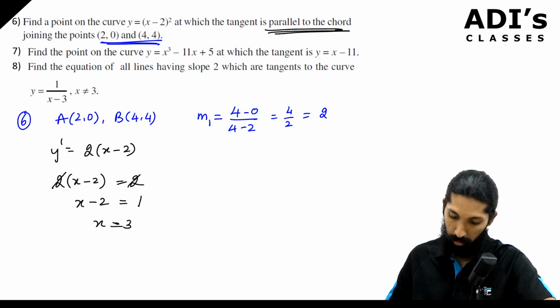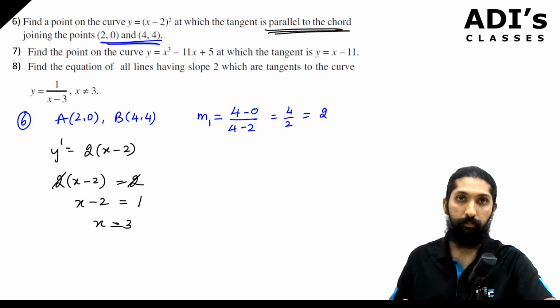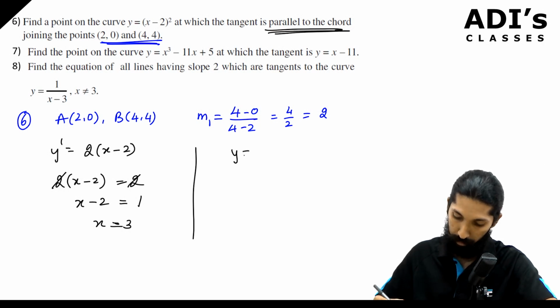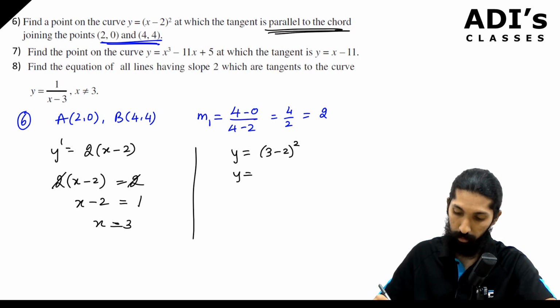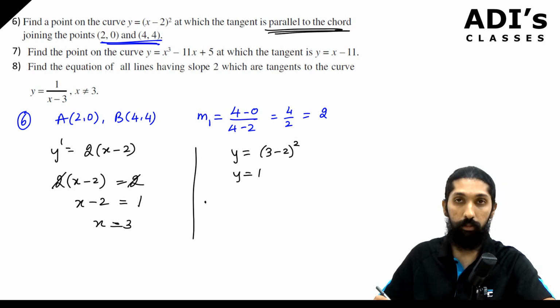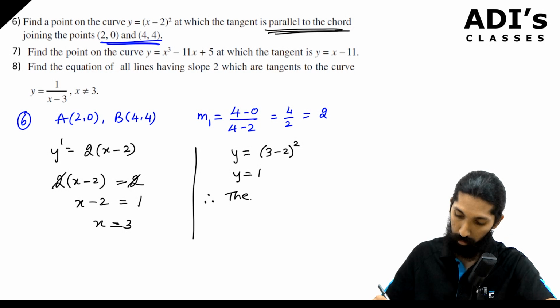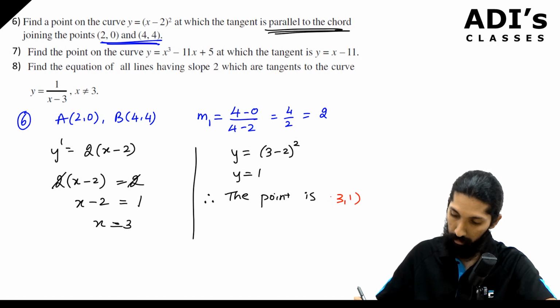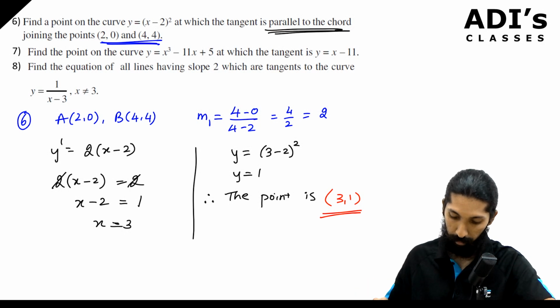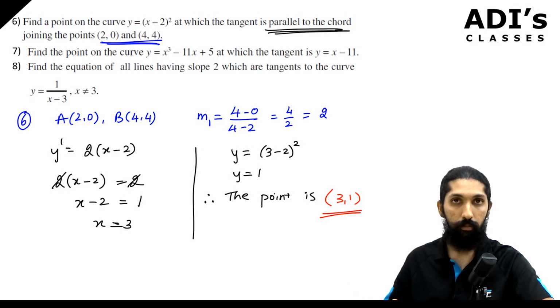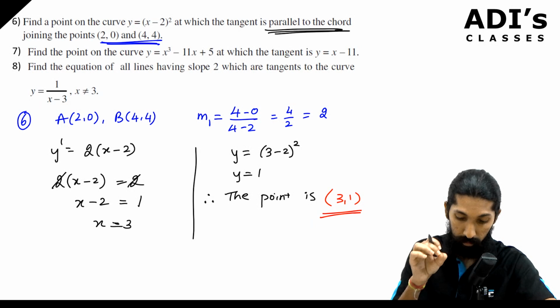Now x value is 3, isn't it? Now you need to substitute for the y value. So if you substitute, y is equal to (3 minus 2) whole square. So y value is 1. Therefore, the point is 3 comma 1. This becomes the value. Understood? And this is the answer for the sixth question.